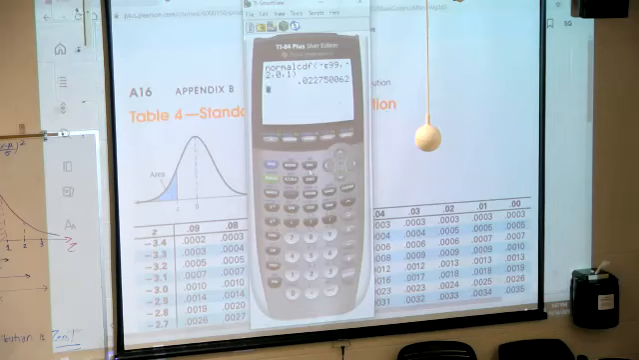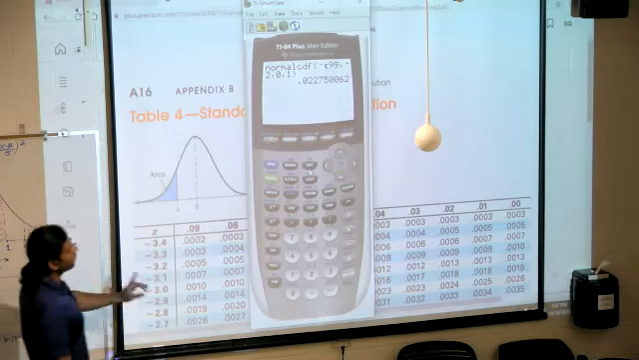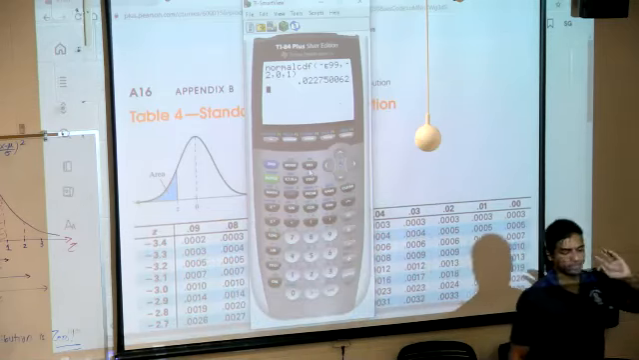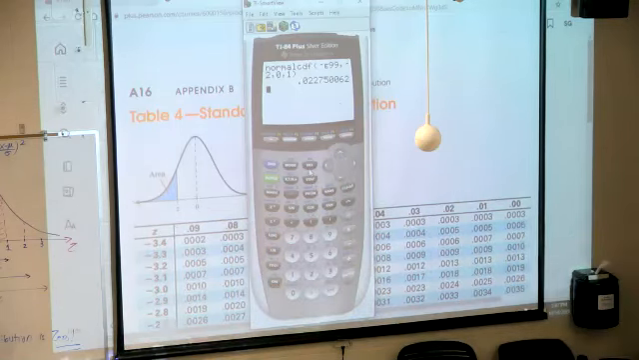Does the zero represent the mean? Okay, so I get 2.275000062. Now that is accurate, yet it's not close to 2.5%. Why?